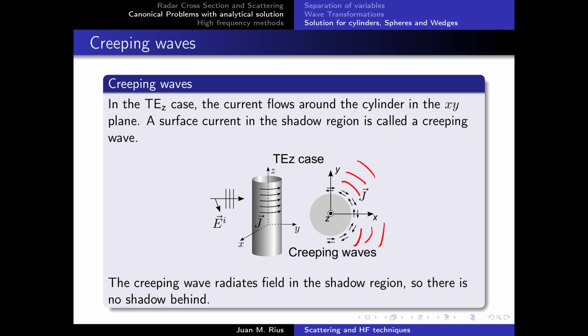These horizontal currents in the TE case that flow around the cylinder in the shadow region are called creeping waves. It is an important scattering effect, the presence of creeping waves in the TE case. We will see more about this in the high frequency, when we see high frequency approximations.